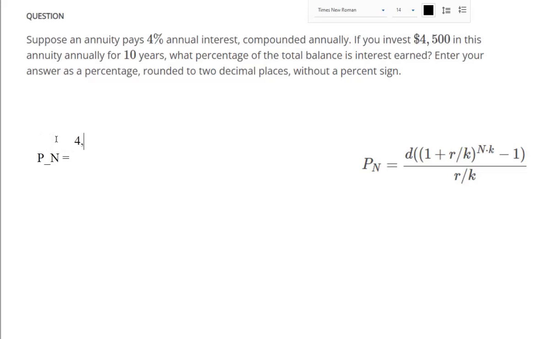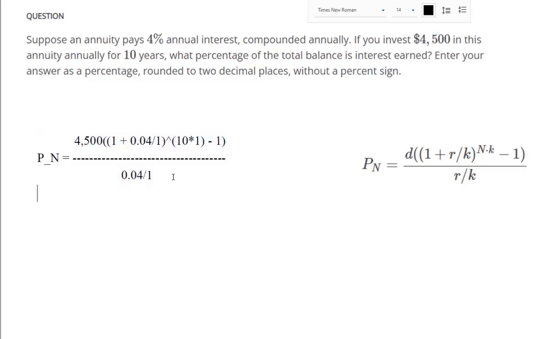The deposit is 4,500. R is 0.04 and K is 1 in this case because it's compounded annually. So K is the number of times we compound. And then I'm using the caret symbol to represent an exponent here. N is 10, we said, because they're doing this a total of 10 times. K is 1. And then we subtract it by 1. So there's the numerator of the fraction. And the denominator is just R divided by K. So 0.04 divided by 1.